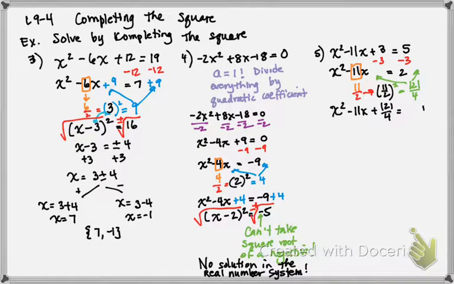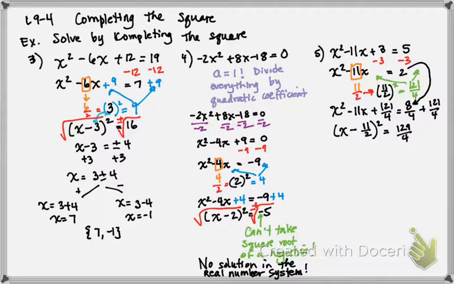Now, in order to add 121 fourths to 2, 2 has to get a denominator of 4. Otherwise, I can't add fractions unless their denominators match. So I'm going to change 2 into 8 fourths. Okay? I can factor the left side. So I have x minus, and then we take that 11 halves, the square root of 121 fourths. That quantity would be squared. Now on the other side, I'm going to get 129 fourths.